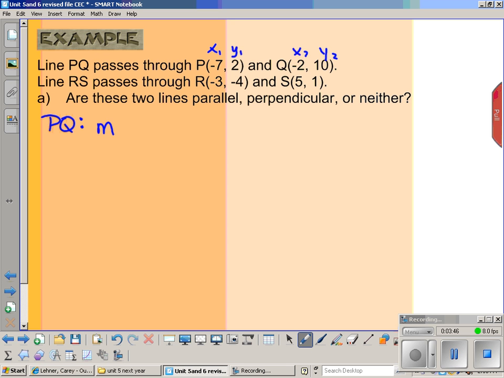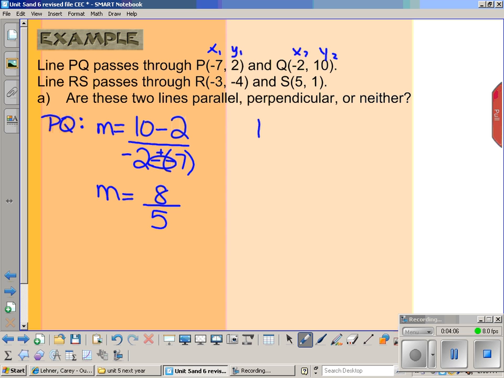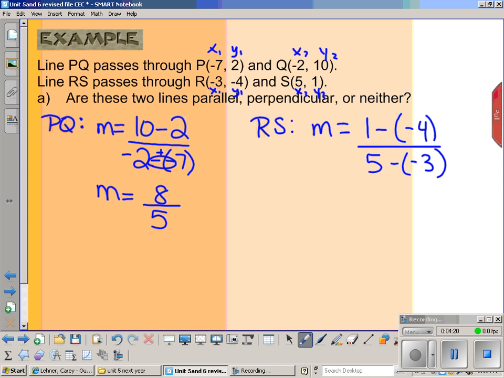So our slope formula is y2, which is 10, minus y1, which is 2, over x2, which is -2, minus x1, which is -7. So we are going to have 8 over -2 plus 7, which is 5. Let's find the slope of RS. Same thing, x1, y1, x2, y2. So the slope is going to be 1 subtract -4 over 5 subtract -3. We're going to end up adding these values. So we are going to have 5 over 8.